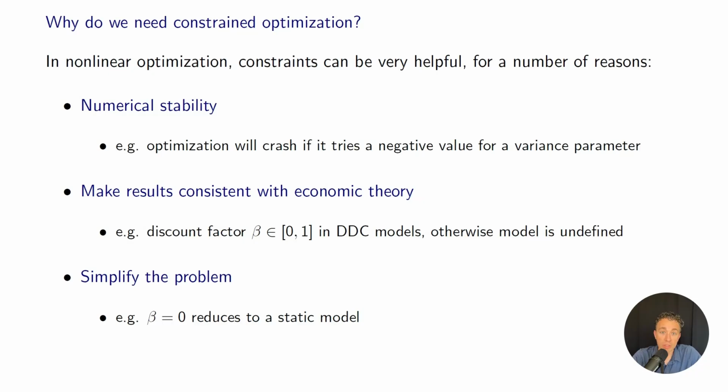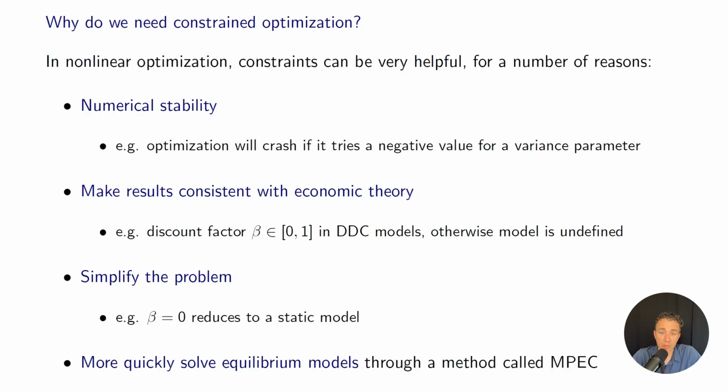Or it can be useful to shut down channels of your model. For example, if I set beta equal to 0, where beta is the discount factor, then I know that my dynamic problem is no longer an issue. I'm estimating a static model. Constraints can also be useful for solving equilibrium models through a tool or process known as MPEC, that we'll get into in a later video of this mini-series.